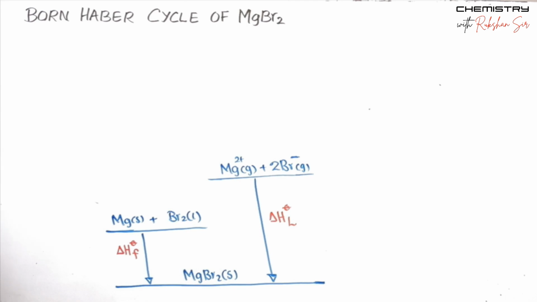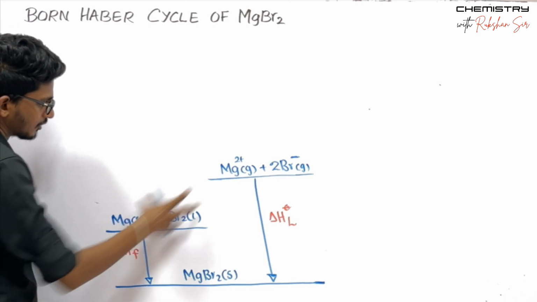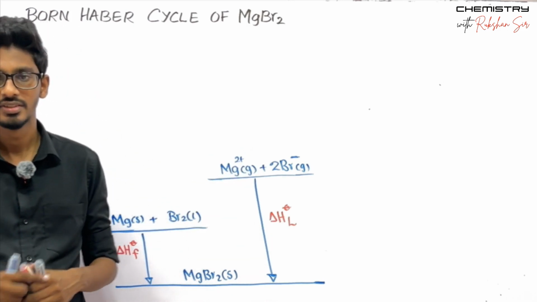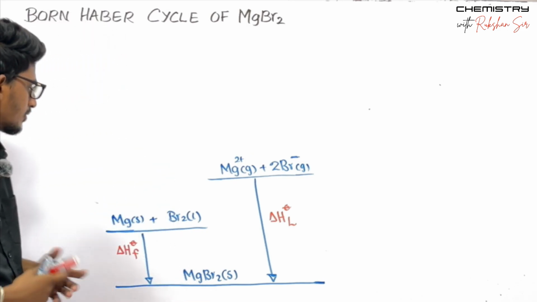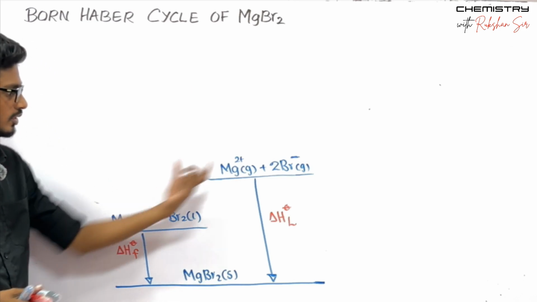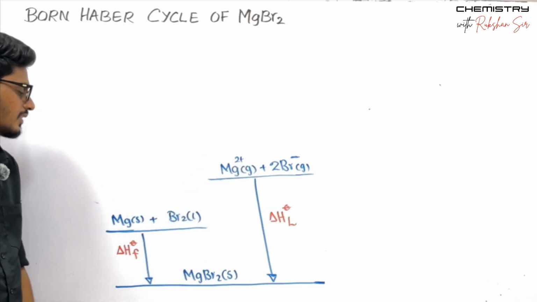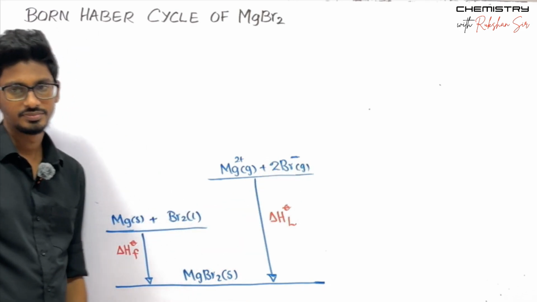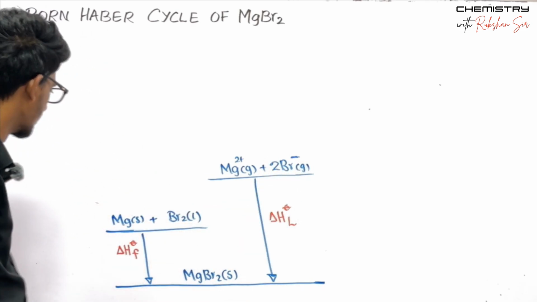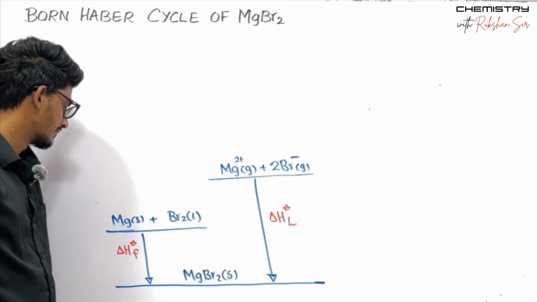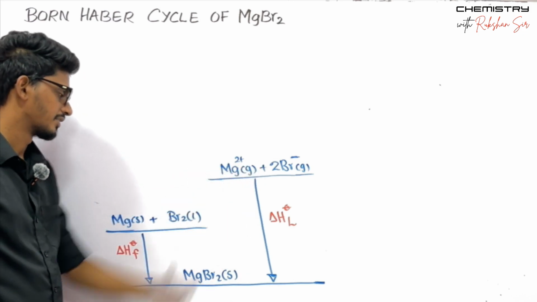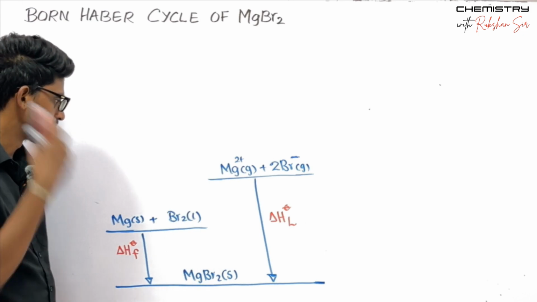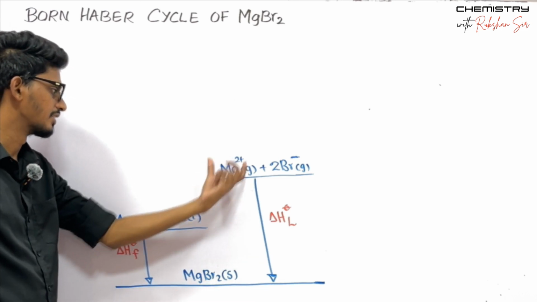Now we need to connect this state to this state. For that, we may have to use a number of enthalpy changes. Our task is to convert the magnesium solid first to Mg2+ gas, and then convert the Br2 liquid to 2 Br- gas. These are two tasks to complete. First, let's convert the magnesium solid to Mg2+ gas. So ionization should be done, the enthalpy change of ionization, the first ionization as well as the second ionization.